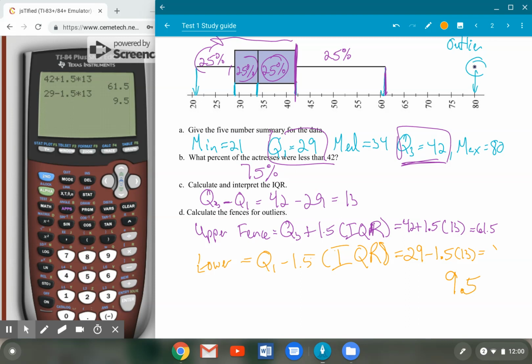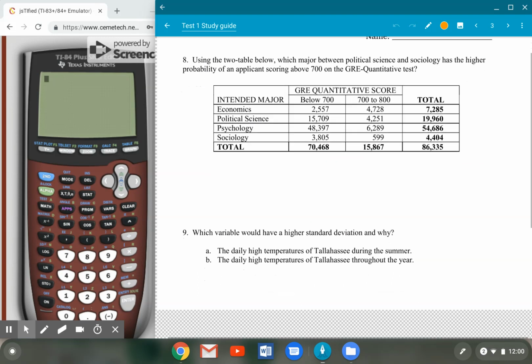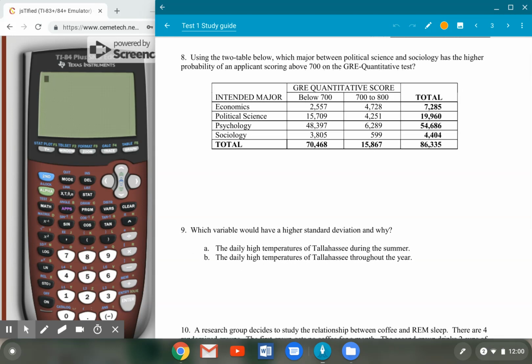And so there were no lower outliers there. So flipping over to our next page, number 8 says, use the two-way table below. Which major between political science and sociology has the higher probability of an applicant scoring above 700? So I'm looking specifically at political science, at sociology, applicant scoring above 700.